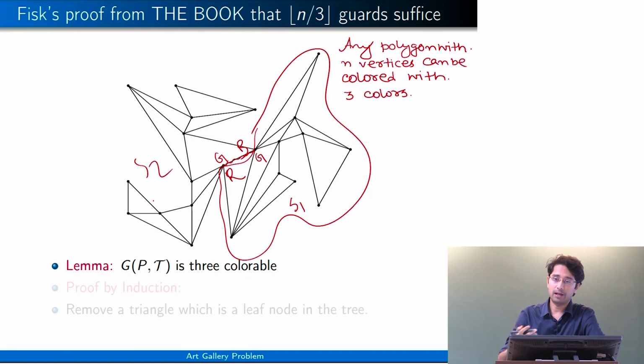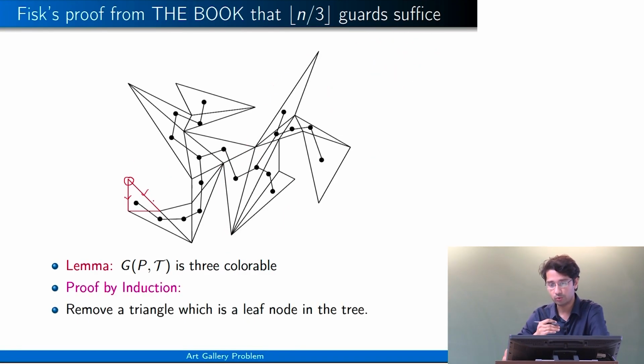What is my induction hypothesis? That any polygon with n vertices can be colored with 3 colors, and I am assuming that for any value less than n, this is true. So we have generated a polygon with n minus 1 vertices. So from the induction hypothesis, I know that this holds for this polygon.